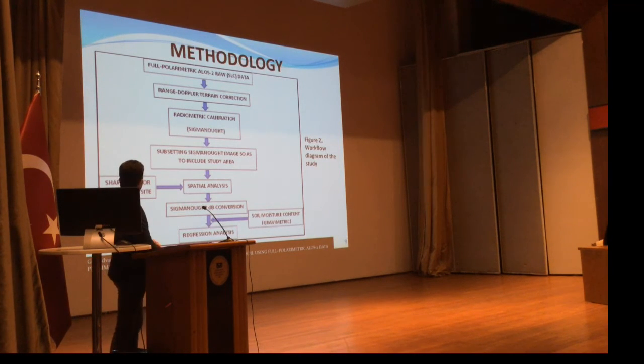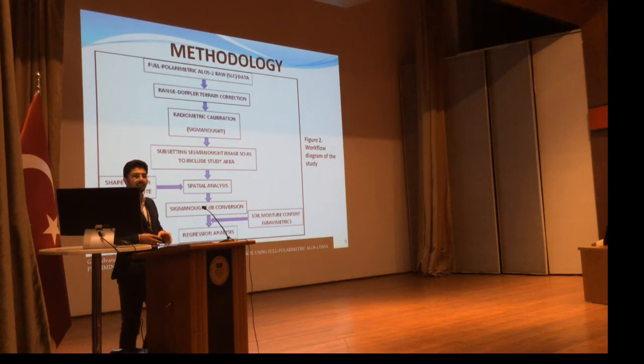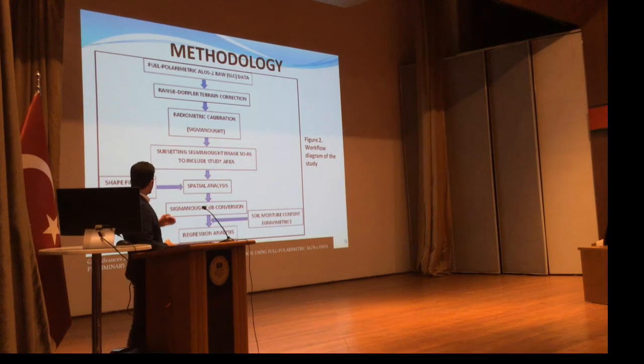And after calculating backscattering coefficient, we clipped image so as to include the study area. And then for spatial analysis, mean backscattering coefficient values for all agricultural study sites were calculated, and then these mean values were converted to decibel from linear, and at the end, linear regression analysis was conducted using in situ soil moisture measurements and sigma nought values.